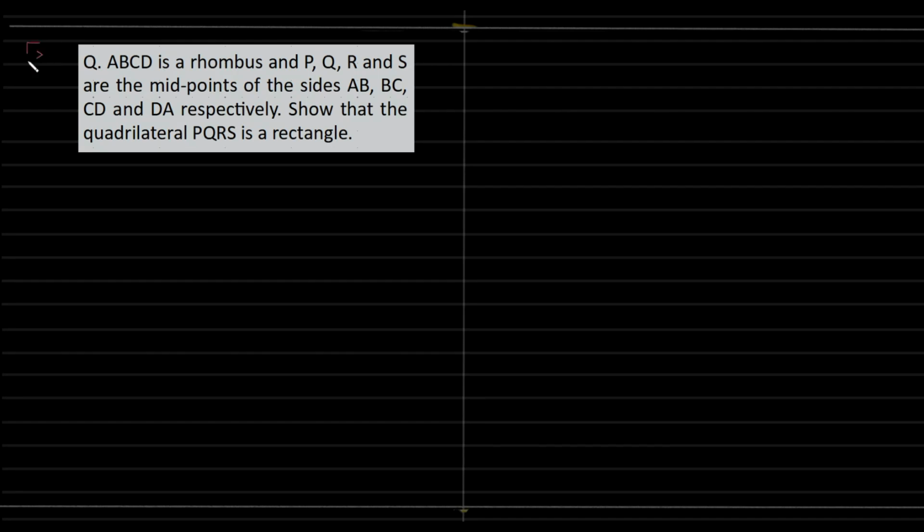ABCD is a rhombus and PQRS are the midpoints of the sides AB, BC, CD and DA respectively. Show that the quadrilateral PQRS is a rectangle. So if you are good with the diagram, please draw your diagram, and write the given and what we need to prove. Till that point you have to write.